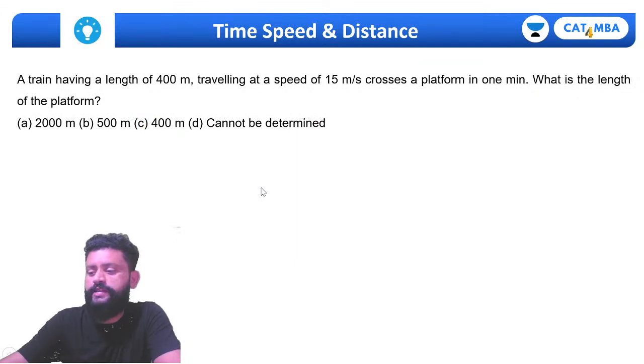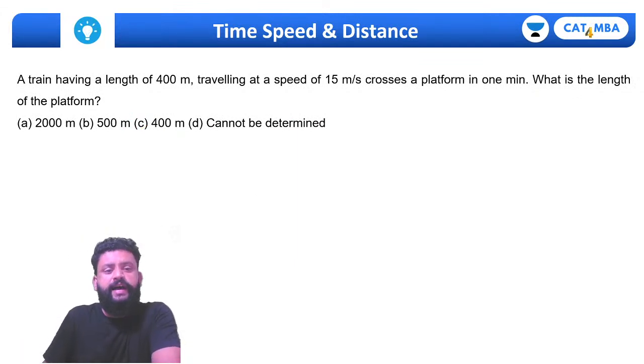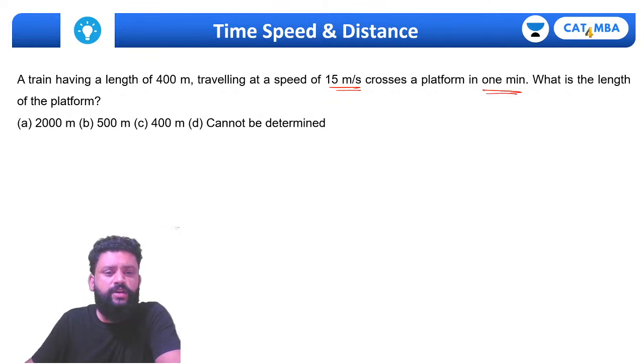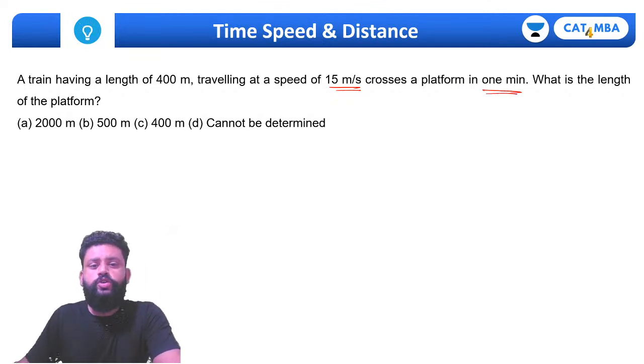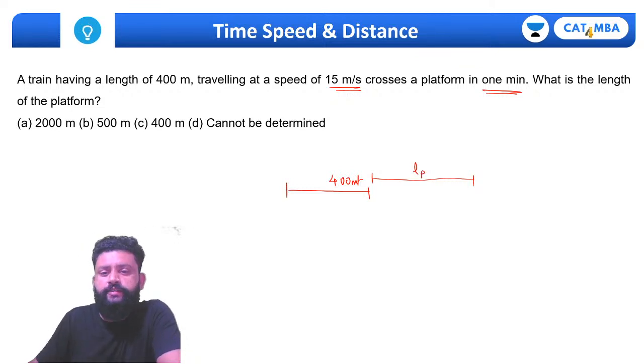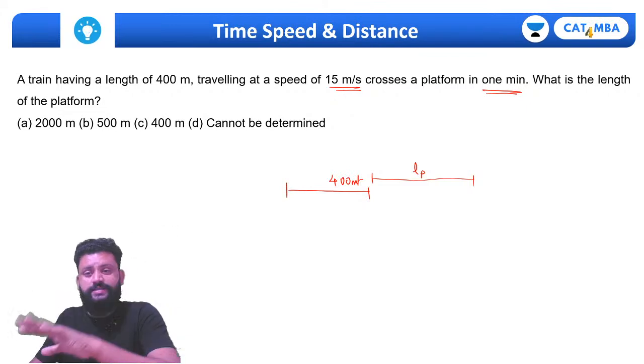So let's try to solve this question. A train having length of 400 meters is traveling at the speed of 15 meters per second, crosses the platform in 1 minute. What is the length of the platform? So basically the train's length here is 400 meters, and we don't know the platform. Let the length of the platform be LP, you can say.